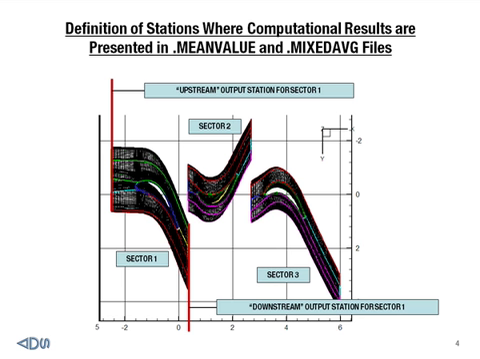Now here, looking at the first sector, which is a vane row, I've labeled the upstream station and the downstream station. And it's these two stations that the output information would be provided in the mean value and mixed average files.